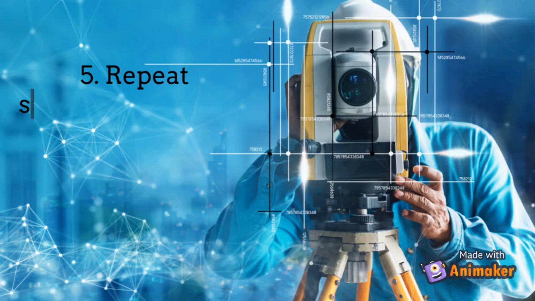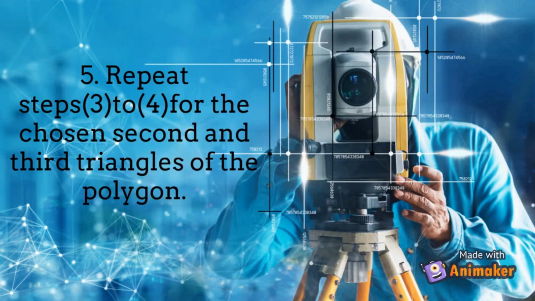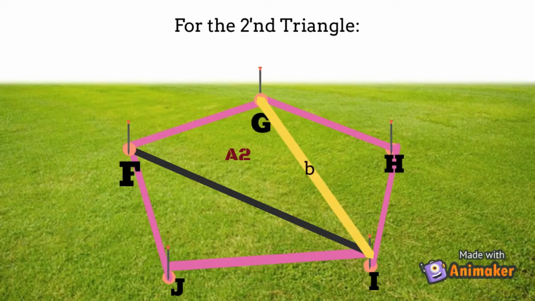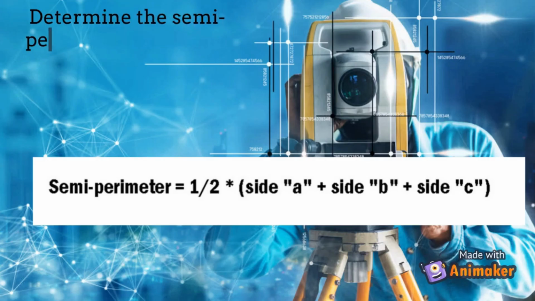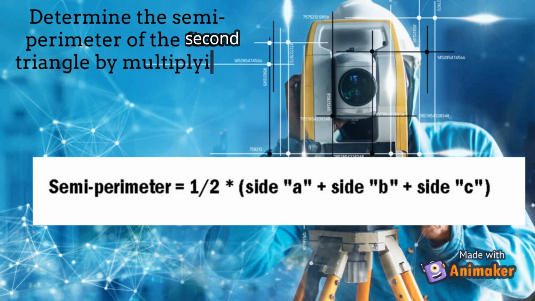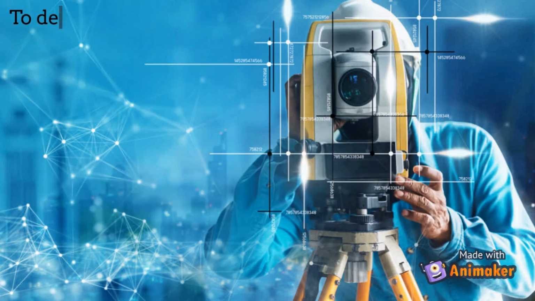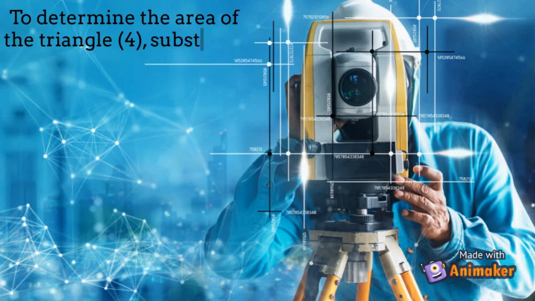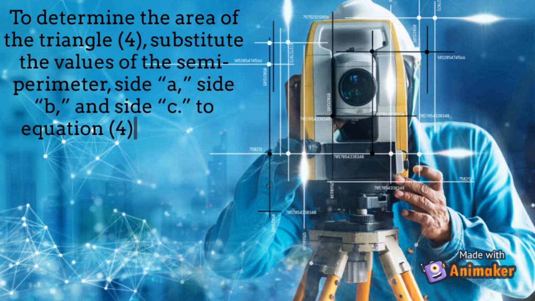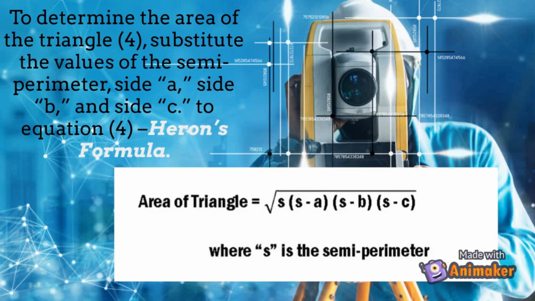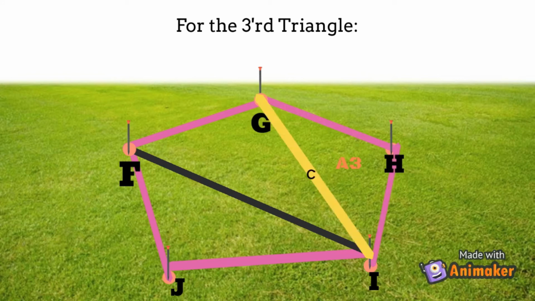And lastly, repeat steps 3 and 4 for the chosen second and third triangles of the polygon. Measure the 3 sides of the second triangle, side A, B, and C. Determine the semi-perimeter of the second triangle by multiplying the perimeter of the triangle by 1/2. And to determine the area of the triangle, again, substitute the values of semi-perimeter, side A, side B, and side C to Heron's formula. And for the third triangle, side A, side B, and side C will be measured again.